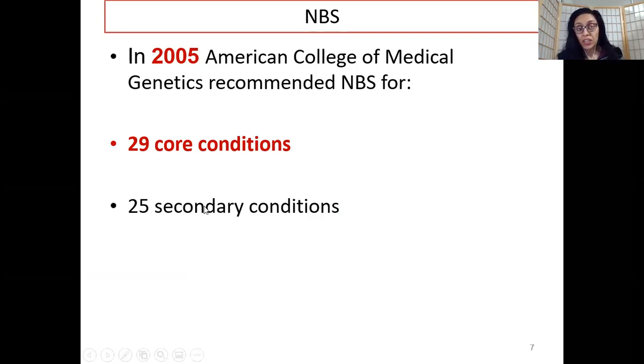The other 25 conditions are not mandatory. They are offered by some hospitals or some states in the United States and not by others. There are a lot of combinations, but 29 are core conditions which are mandatory.